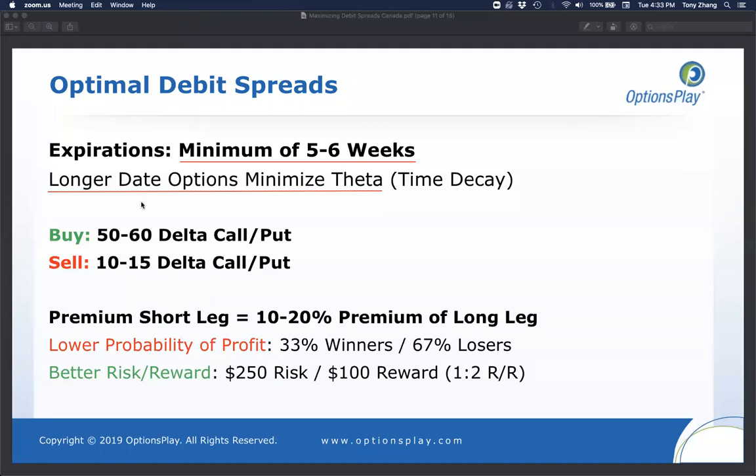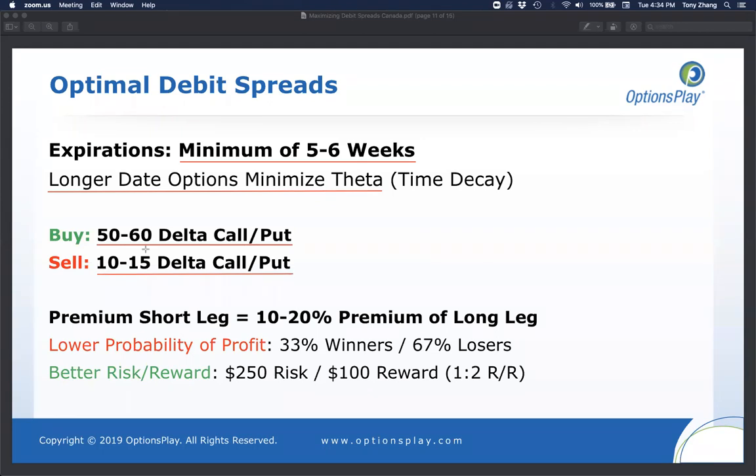Now, as far as the strike prices go, we tend to find that you want to buy either an at the money or slightly in the money option, so about a 50 to 60 delta call or put. And then when it comes to selling that out of the money call or put, we tend to find that about a 10 to 15 delta call or put is suitable.